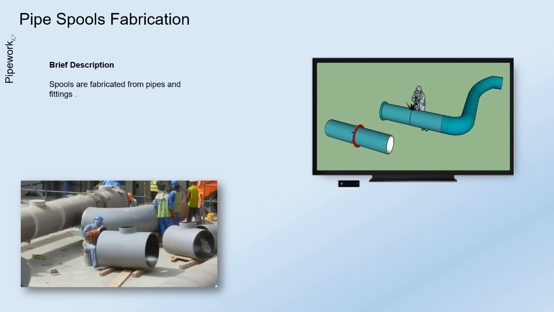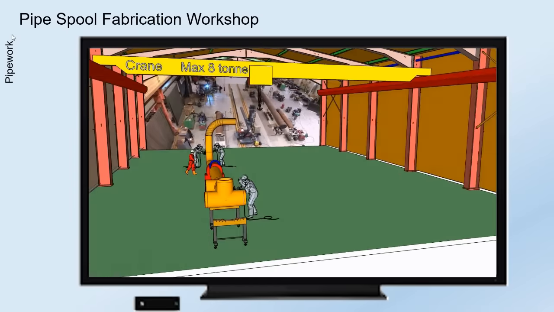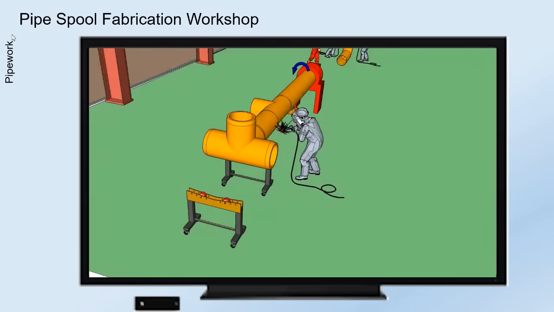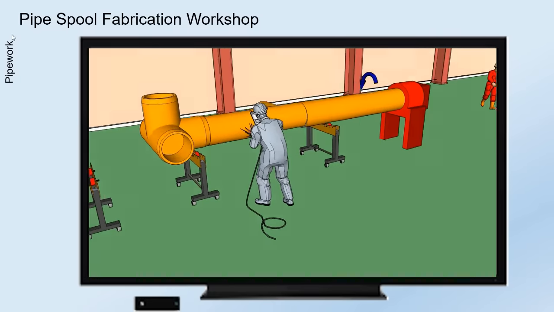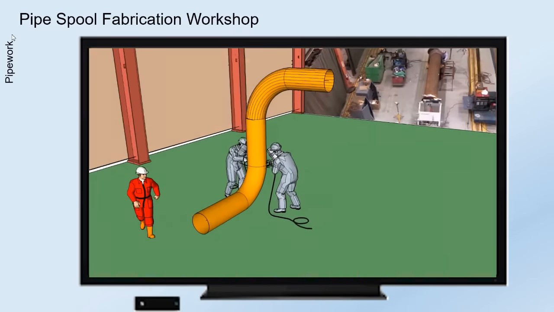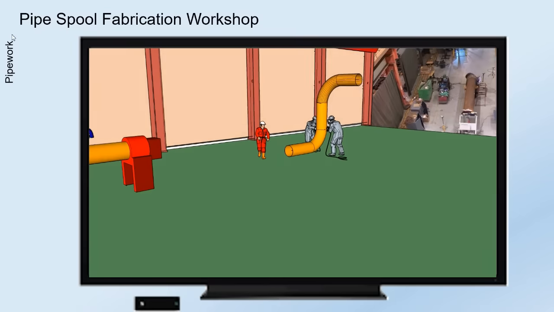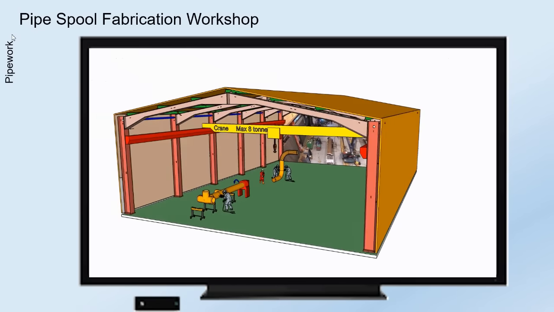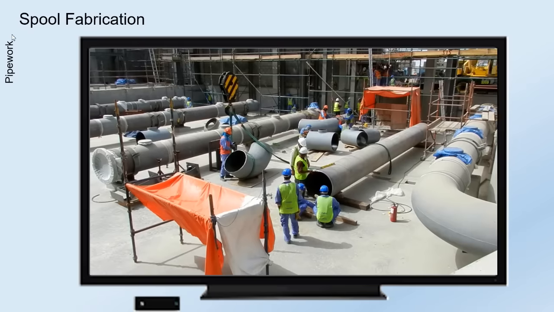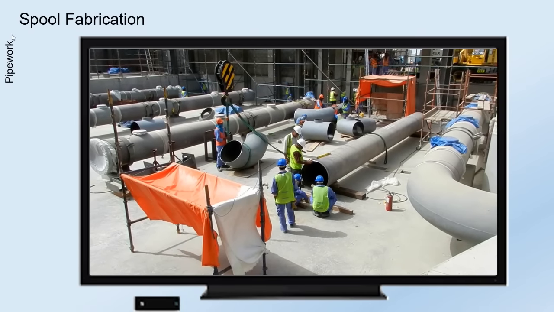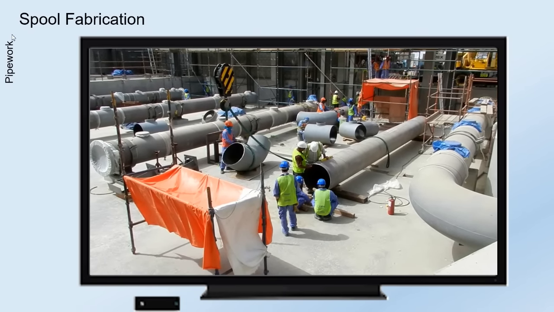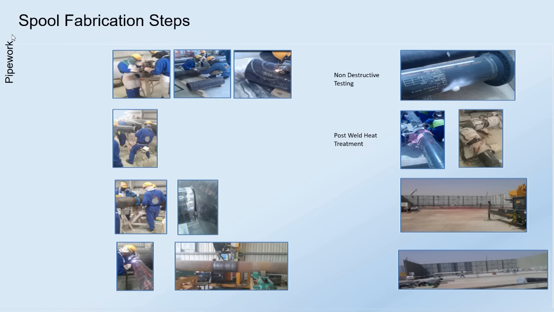Pipe spools fabrication. A welding positioner rotates the pipe spool, allowing a welder to stand in one position. Steps to fabricate pipe spools.